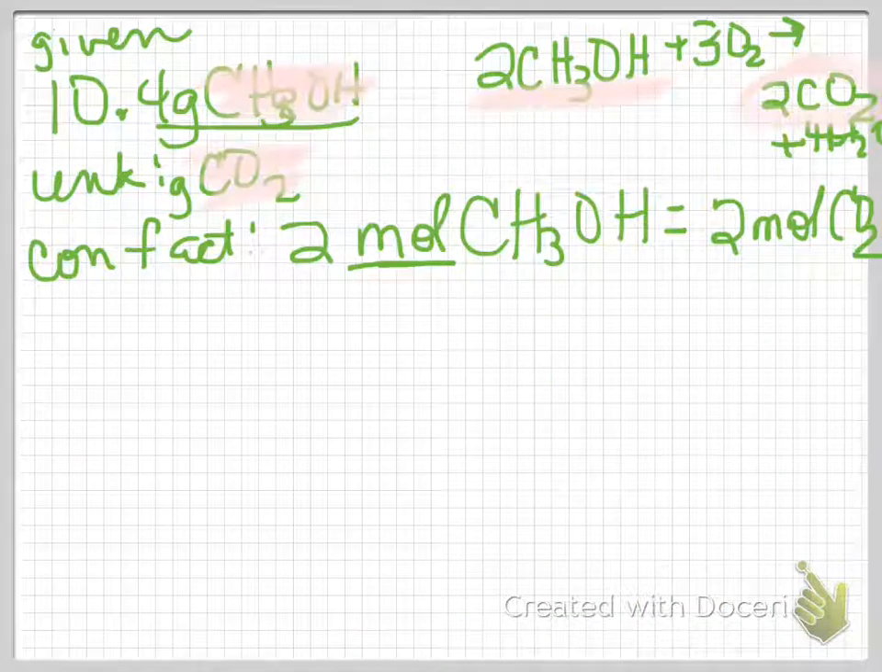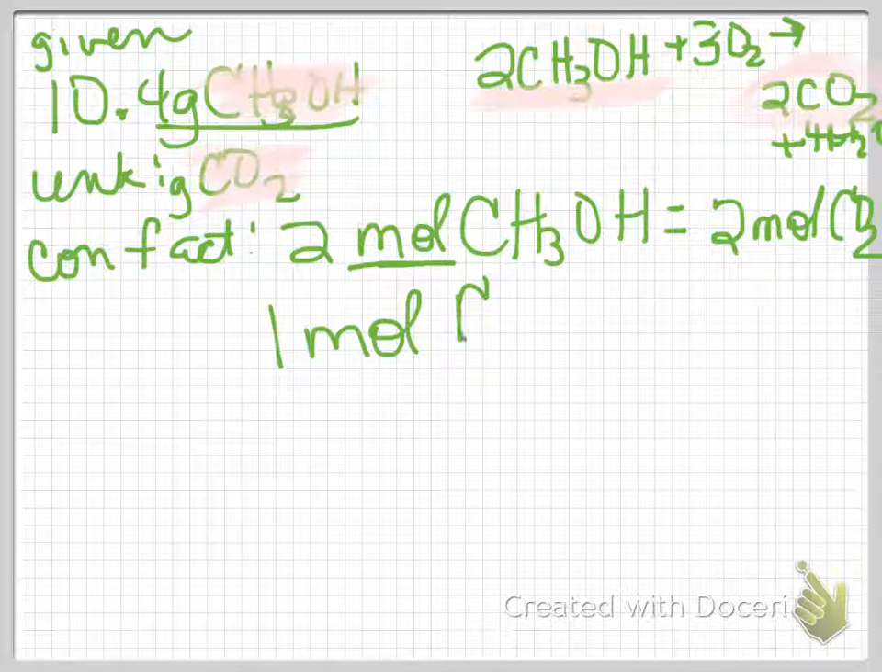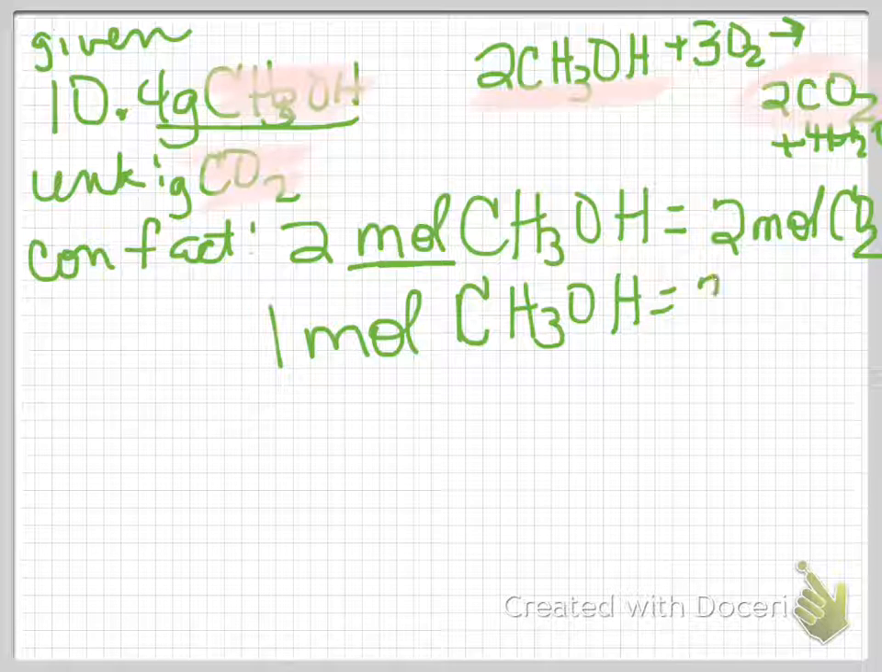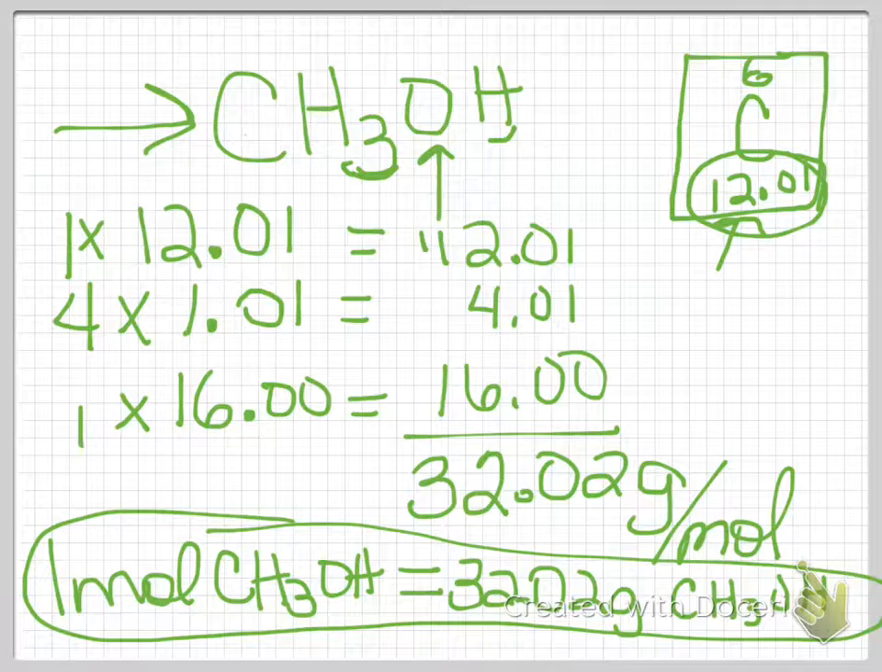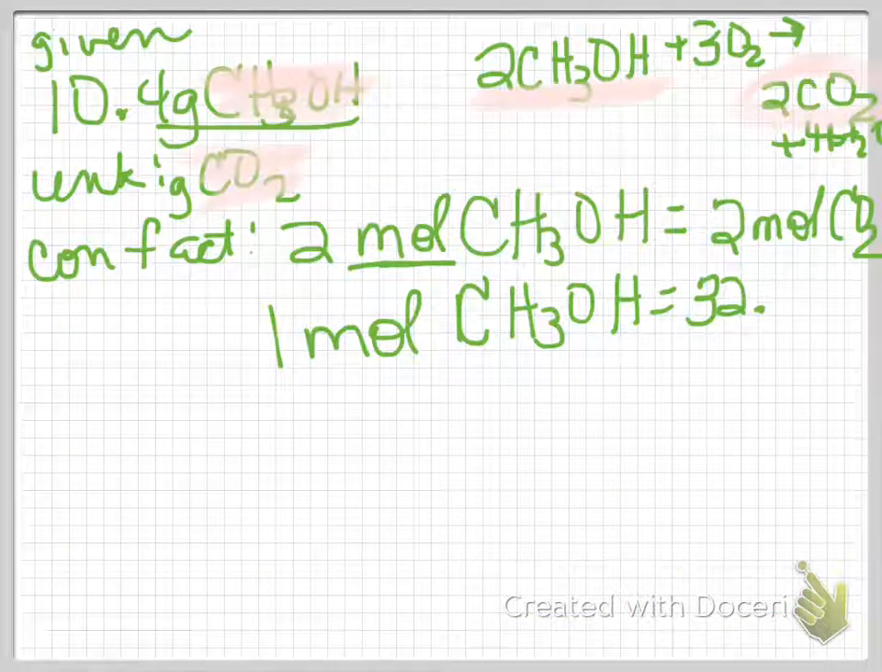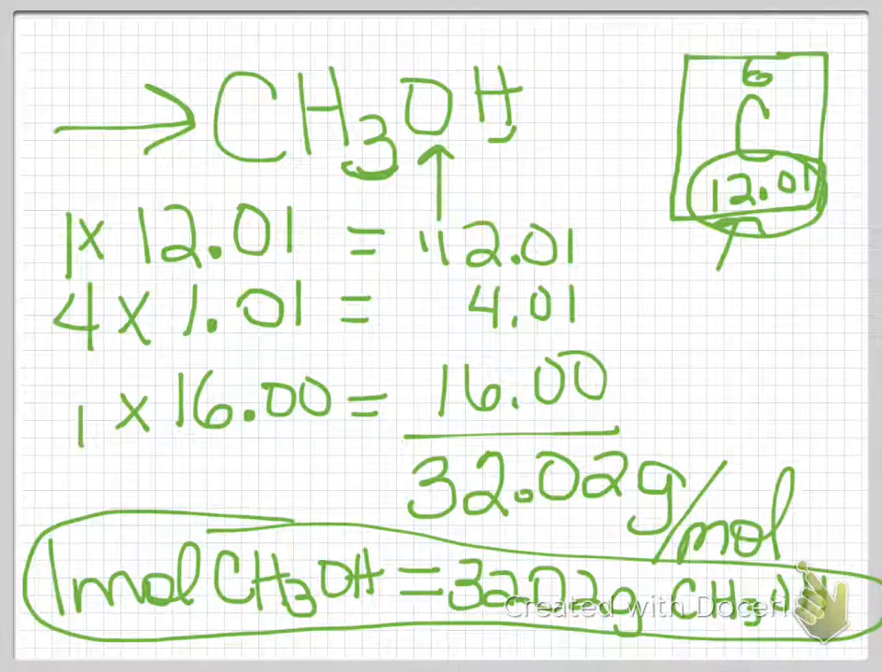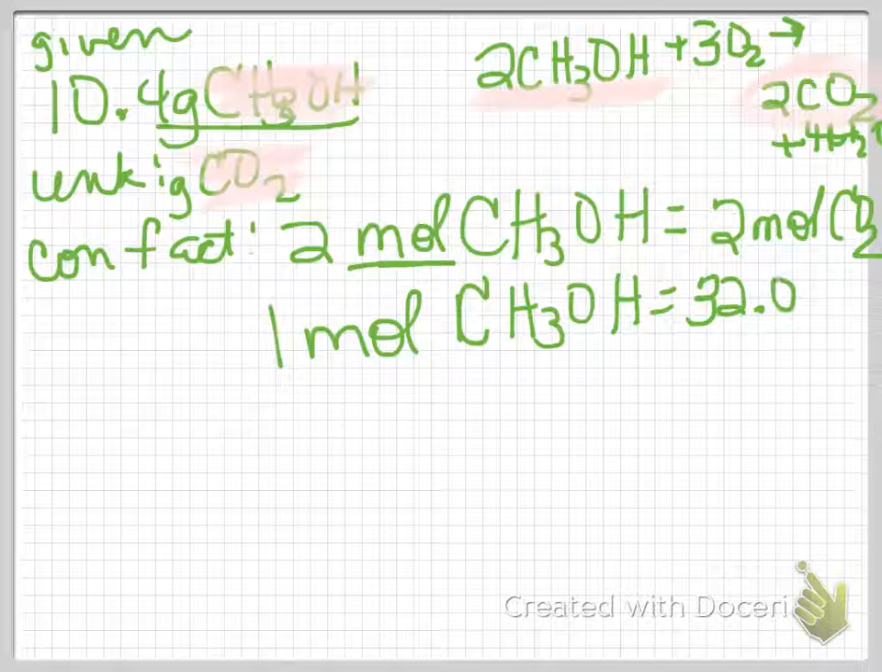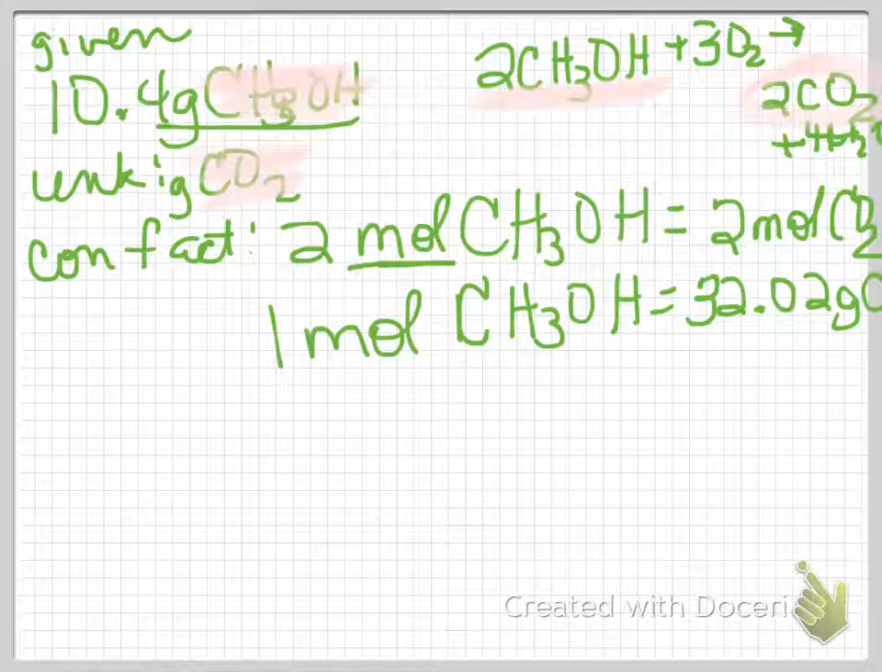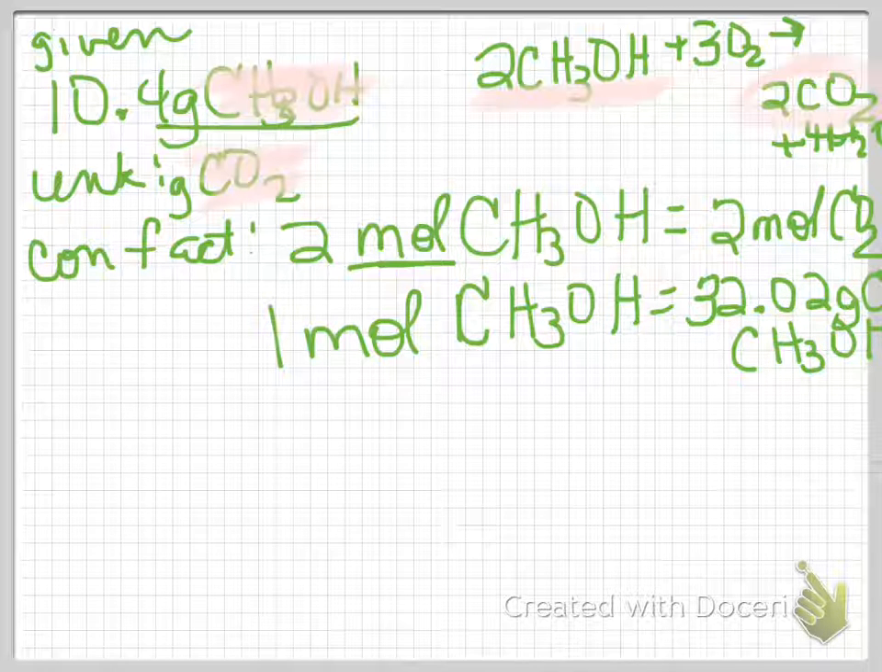I know because I just showed you how to do that. For every 1 mole of CH3OH, that is 32 point whatever I just said, grams of CH3OH. Okay? Now, am I ready to solve yet?